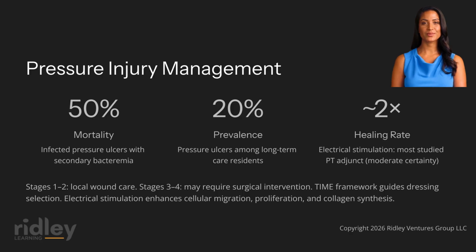Electrical stimulation has emerged as the most extensively studied physical therapy adjunct for pressure injury management. A Cochrane review found that electrical stimulation probably increases the proportion of pressure ulcers healed, with a relative risk of 1.99 and moderate certainty evidence, supporting its inclusion in management protocols for stages 2 through 4 pressure injuries. The mechanism of benefit involves enhancement of cellular migration, proliferation, and collagen synthesis through application of direct or pulsed electrical current to the wound bed and periwound tissue.